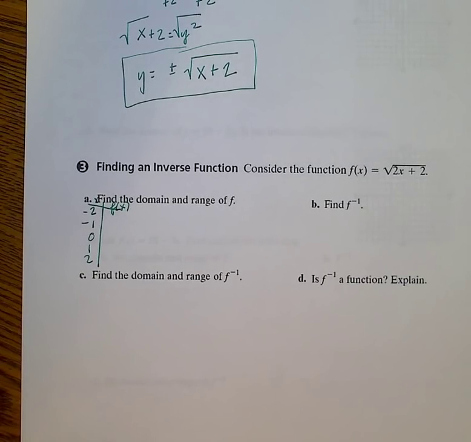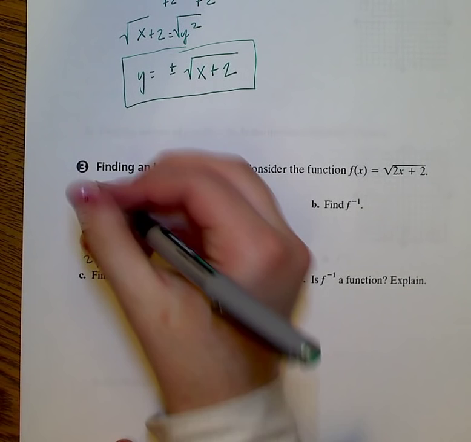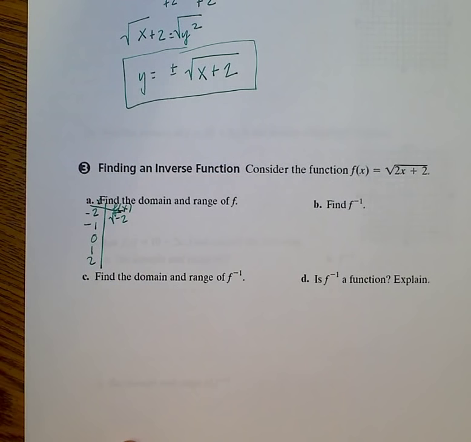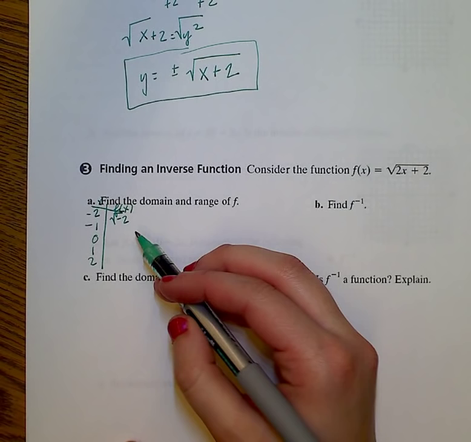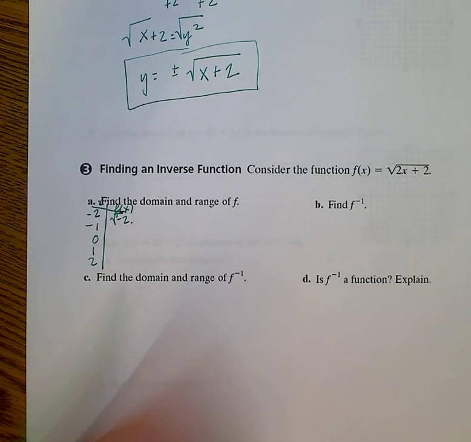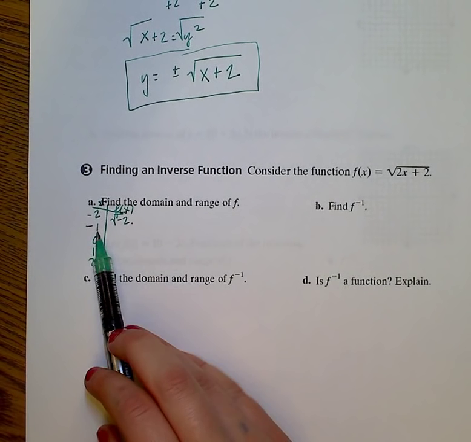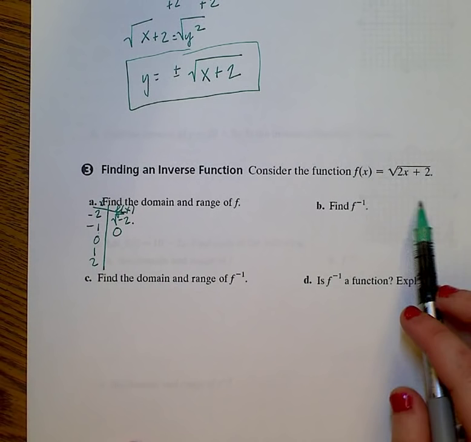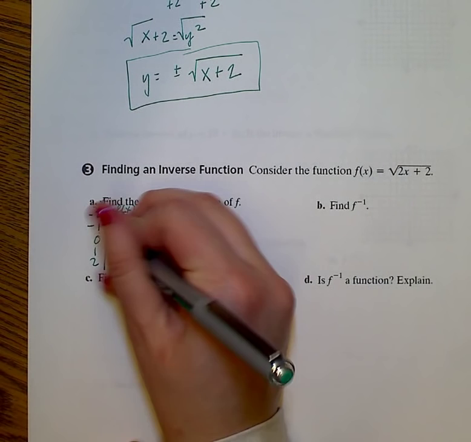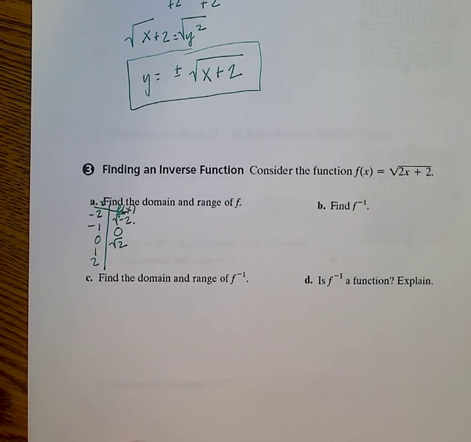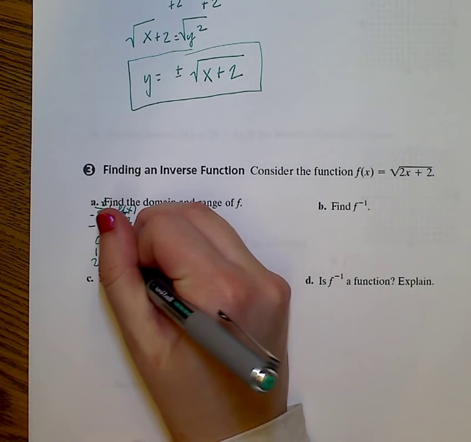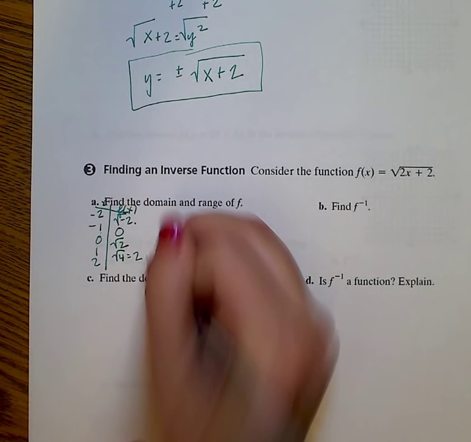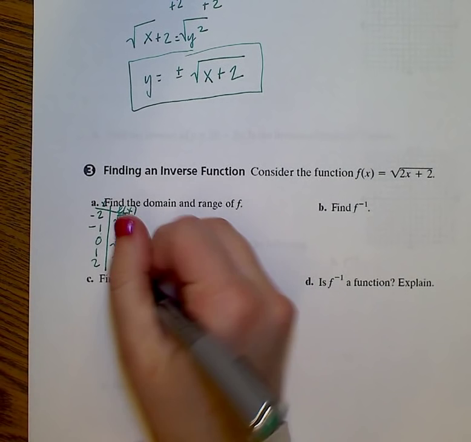If we plug in -2, then we get the square root of -4 plus 2, or the square root of -2, which is not possible. So this isn't going to work. If we type in -1, we get the square root of -2 plus 2, or the square root of 0, which is 0. If we type in 0, then we get the square root of 0 plus 2, or the square root of 2. Type in 1, we get the square root of 4, which is 2, and if we type in 2, we get the square root of 6.